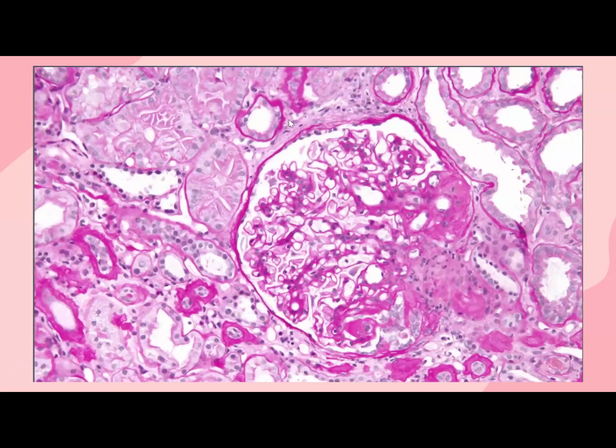Yeah, here we go. We have a picture of this. So we can sort of see that there's segmental sclerosis here. There's a little bit over here as well, but pretty much the majority of the glomerulus looks normal, other than small sections of it.